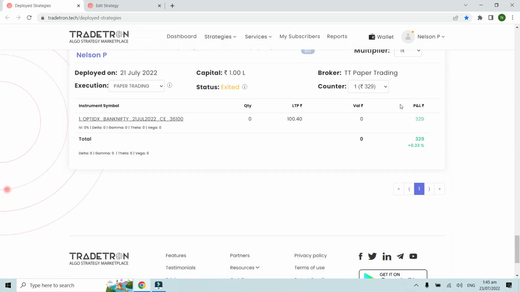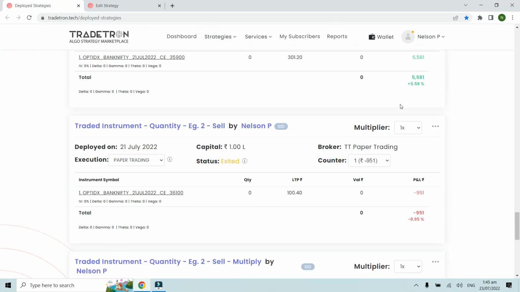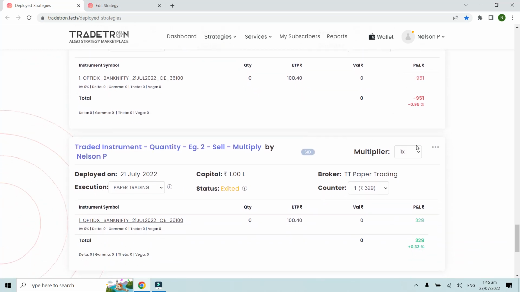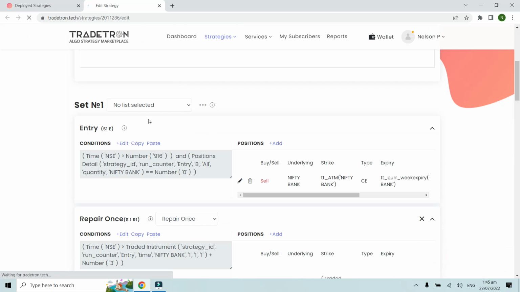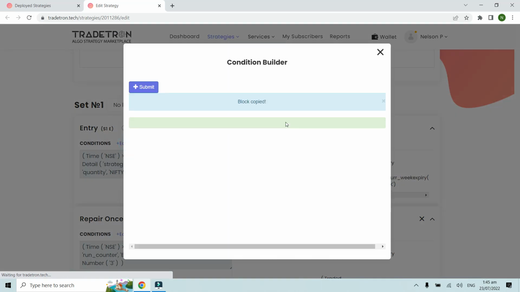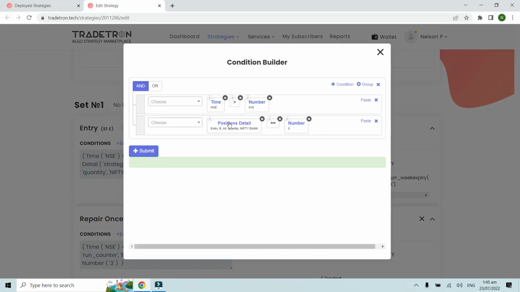All right, now there is another example that I want to show you, that is multiplication. So over here let's just go to the condition. So I'll close this and I will open this. So over here also we are doing the same thing. It's basically for sell only, that at 9:16, suppose you are taking the trade.